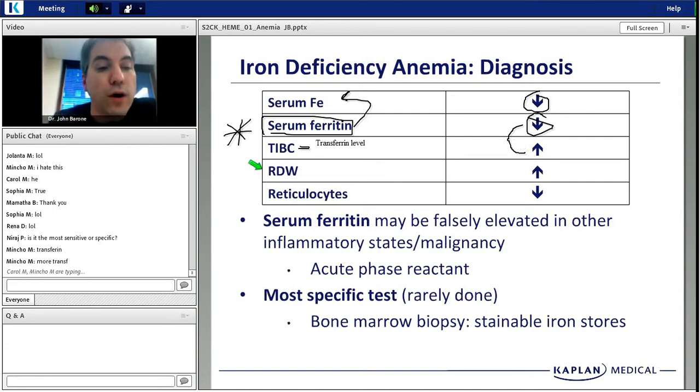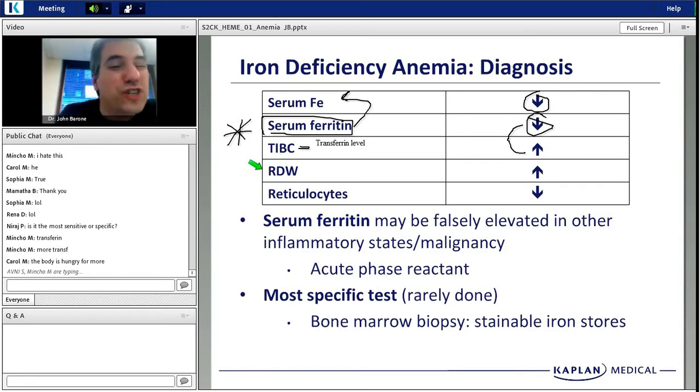Now, RDW goes up. Why? Why does the distribution of sizes change?